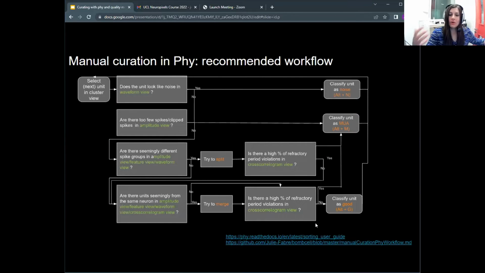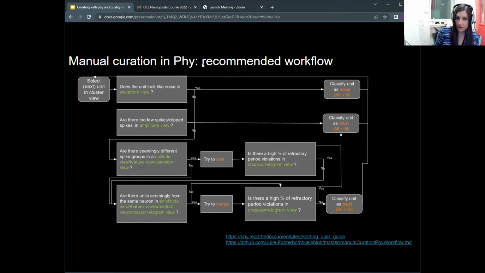So how would you go about this, now that we've seen the really basic beginner building blocks of what to look for in your data to try and determine what is noise, what are really nice, well-isolated units, and what are just multi-unit activity. You would typically do this in Phy, which is software to look at all of your data and your units.